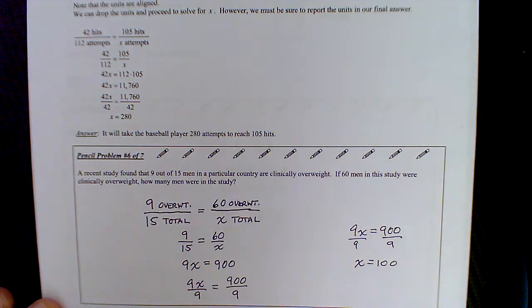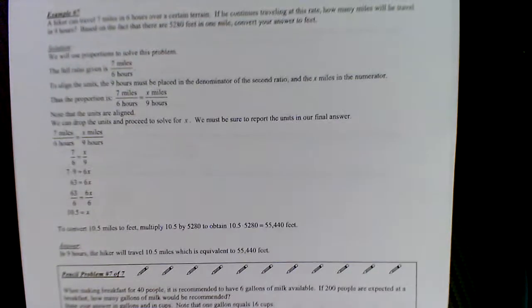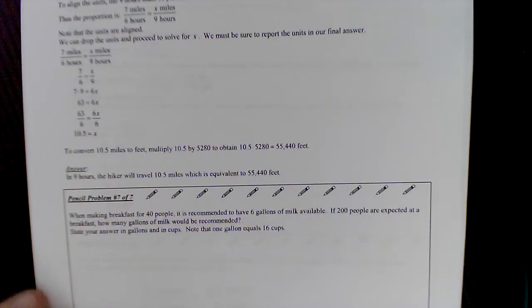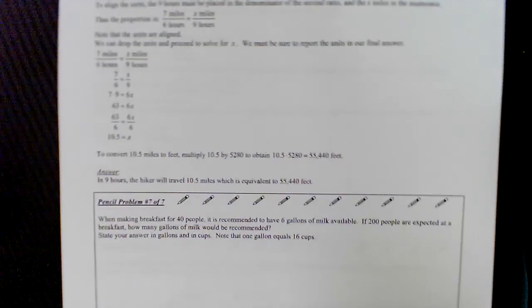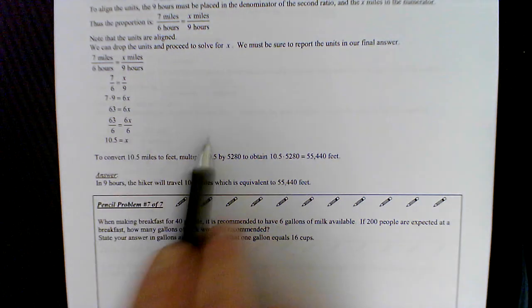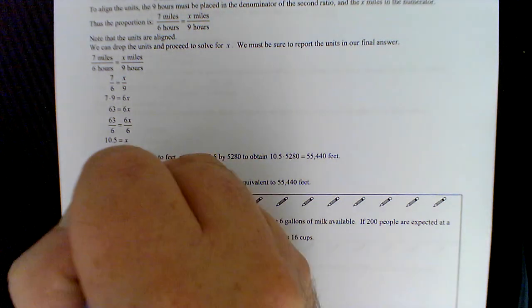Okay, so aligning units is the key. And here's pencil problem 7. There's another example for you to consider. And it's a two-part example. Just comment on the example quickly here. After we solve the proportion, we get 10.5, and that was 10.5 miles.